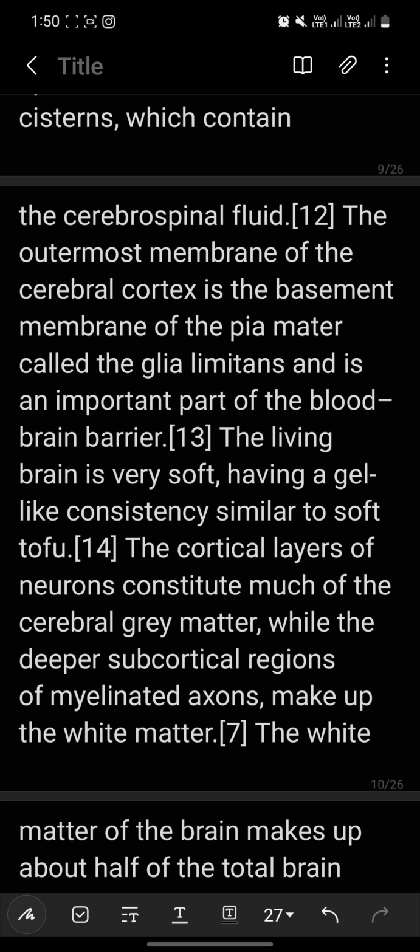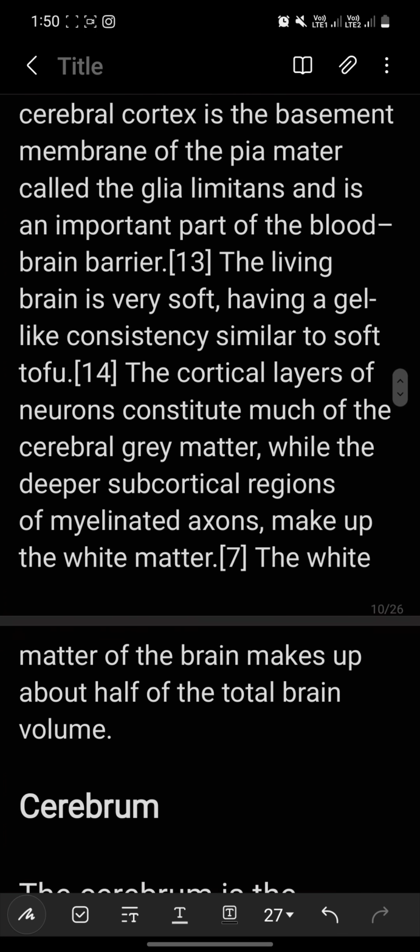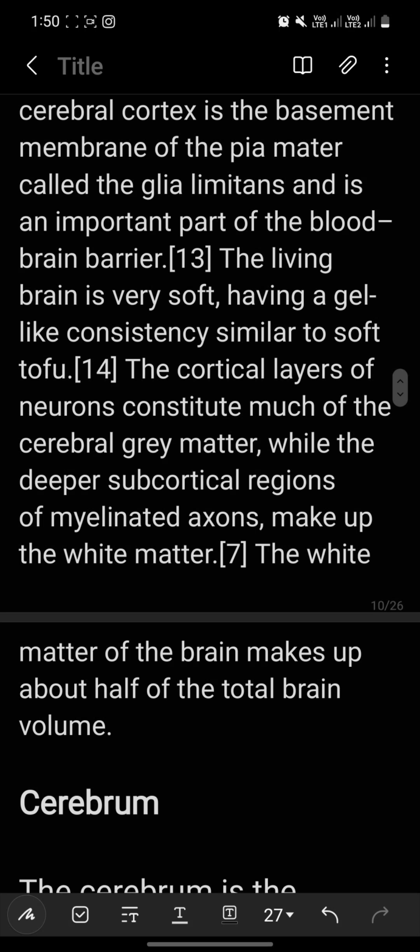The living brain is very soft, having a gel-like consistency similar to soft tofu. The cortical layers of neurons constitute much of the cerebral gray matter, while the deeper subcortical regions of myelinated axons make up the white matter. The white matter of the brain makes up about half of the total brain volume.